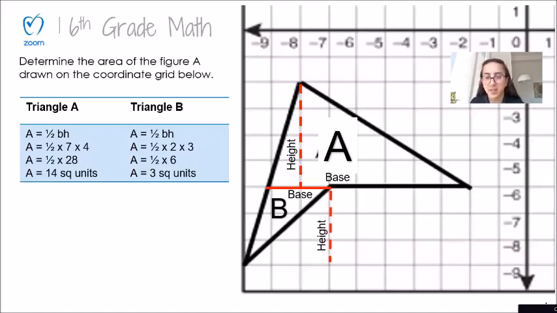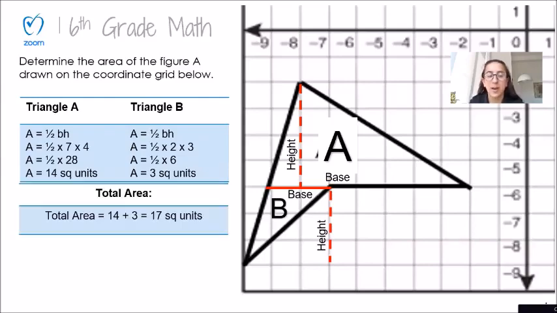Am I done solving this problem? Your teacher's going to ask you to vote. Yes, this is my final answer, or no, we still need to do another step. If you said no, we are not done solving, you were right. We forgot our last step of adding our areas together. Remember, the question said to find the area of the entire figure. So if I add 14 and 3, I get 17 square units. Remember, our units need to be squared because we are finding the area.